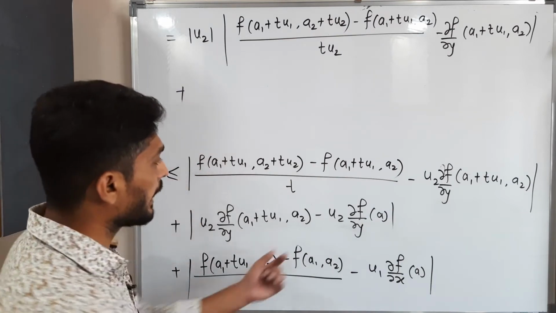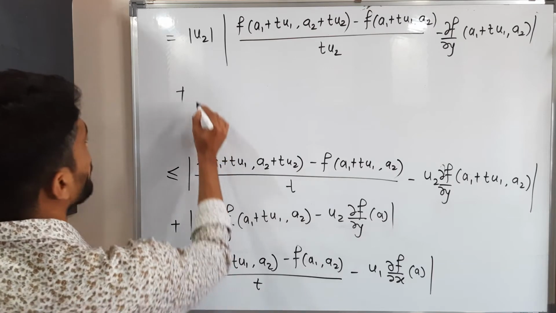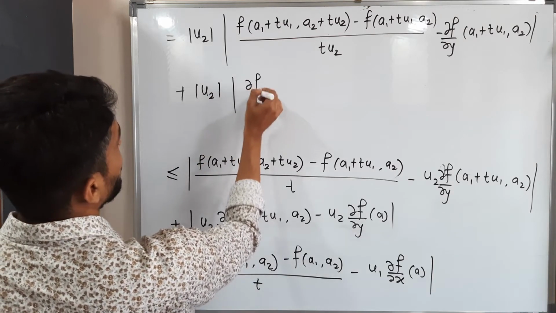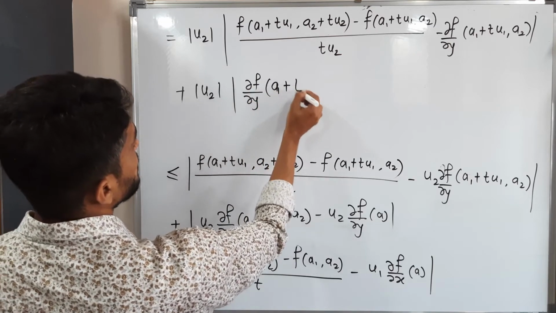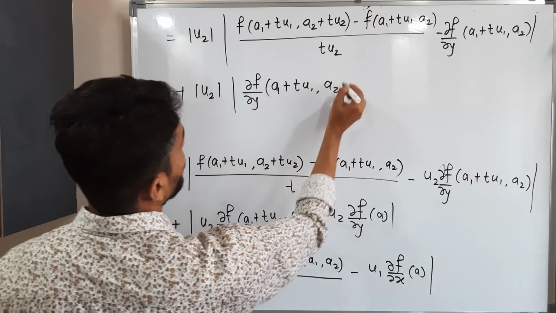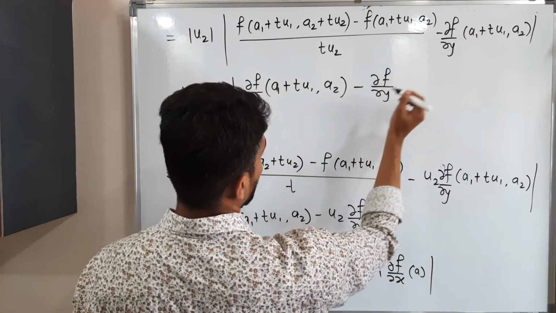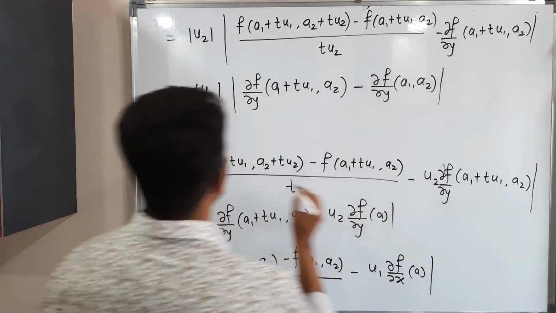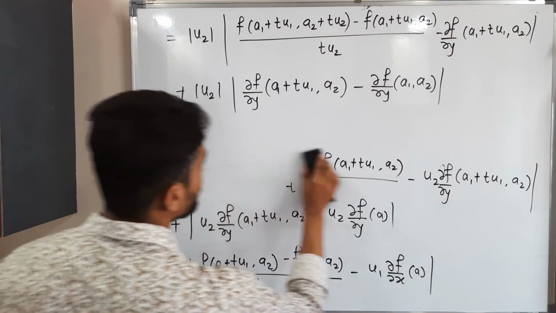Plus, what will happen here? Both terms have u2, so easily we can take u2 common. So mod u2 times del f by del y at (a1 plus tu1, a2) minus del f by del y at a, meaning (a1, a2), plus, let me remove this, it is not required.